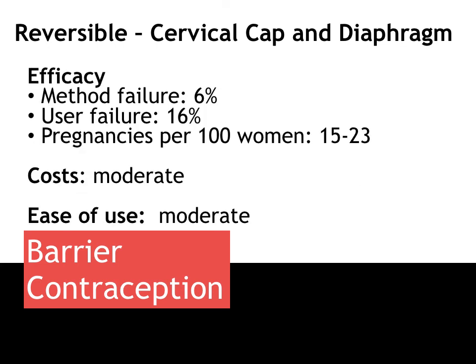For cervical cap and diaphragm, method failure or ideal use failure is about 6%. Typical user failure is about 16%. And pregnancies per 100 women is 15 to 23 or so. Moderate in terms of cost and moderate in terms of ease of use. We did discuss there's a bit of a learning curve with this device overall.